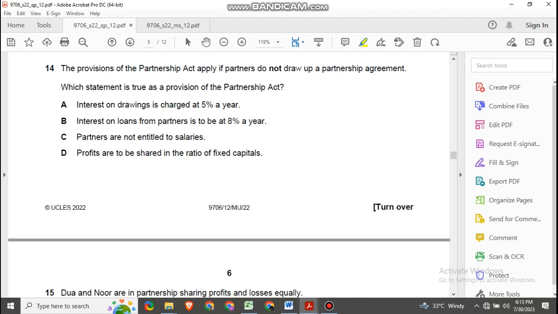And if there is a partner's loan, then we should provide them 5% interest on that. So the option says interest on drawings is to be charged 5%. This is incorrect because we don't charge any interest on drawings. Interest on loan from partner are to be paid 8% a year. So interest on loan from partner should be paid 5% per annum. And number C is partners are not entitled to salaries. This is true, partners are not entitled to salaries. And last one is profit are to be shared in the ratio of fixed capital. No, this is also not true, because profit or losses are to be shared equally. So your correct option is option number C.